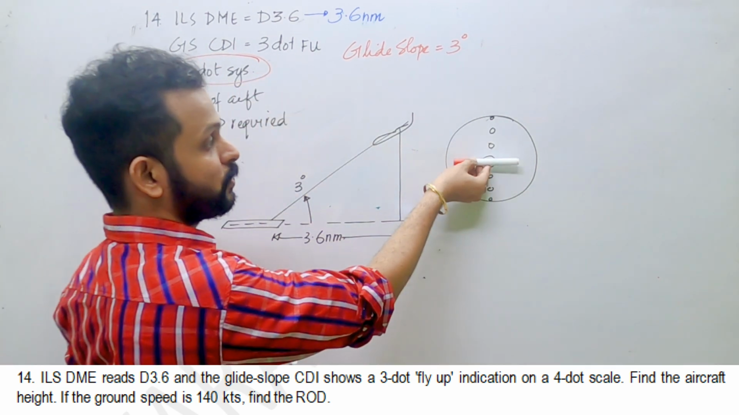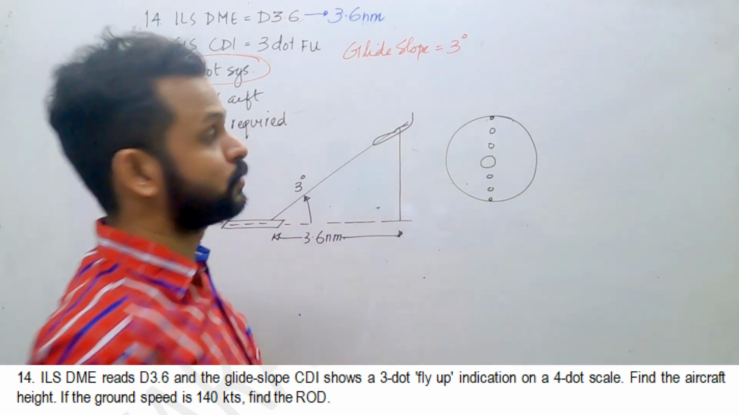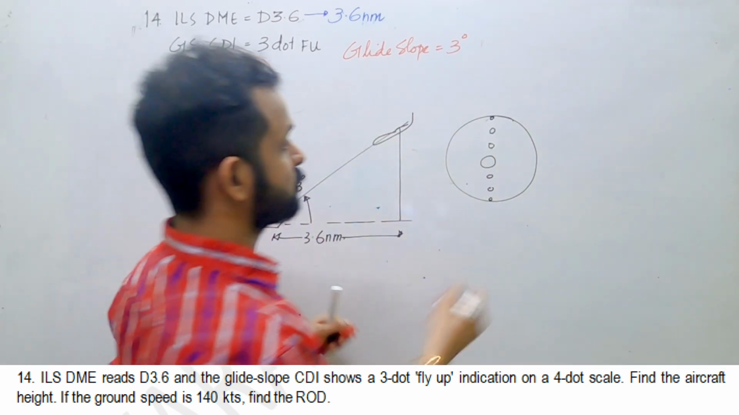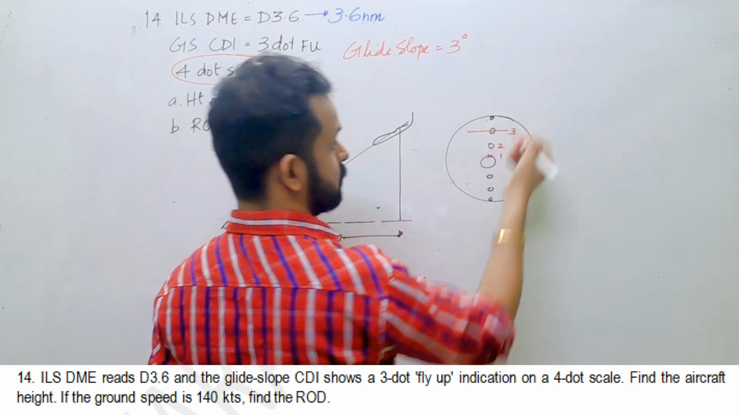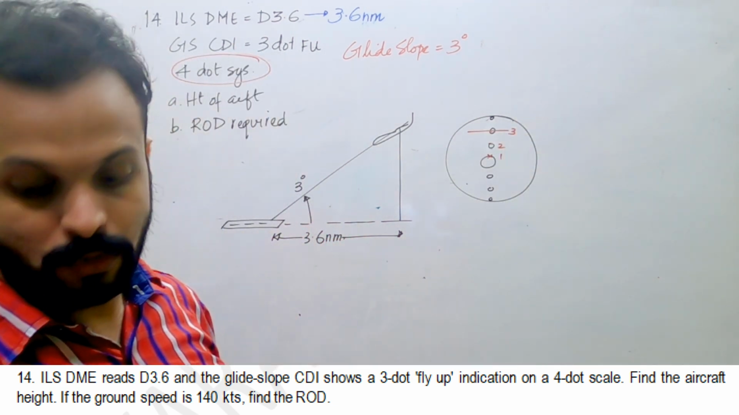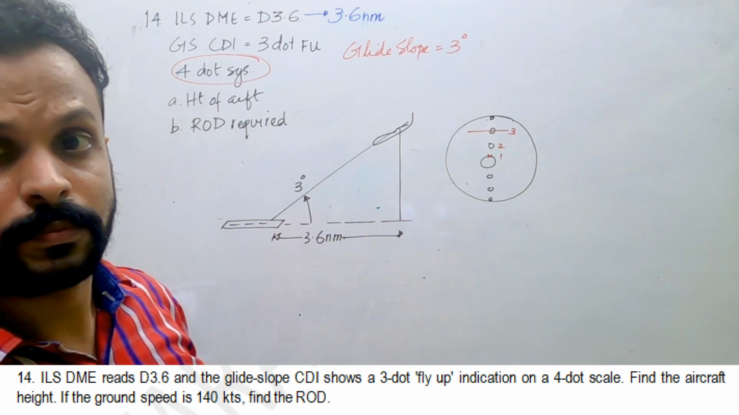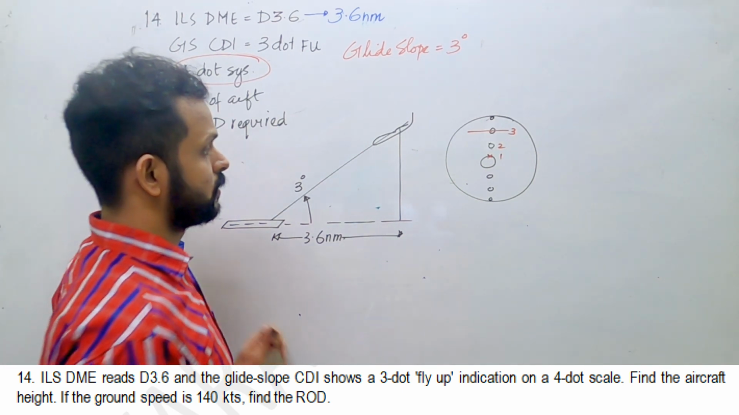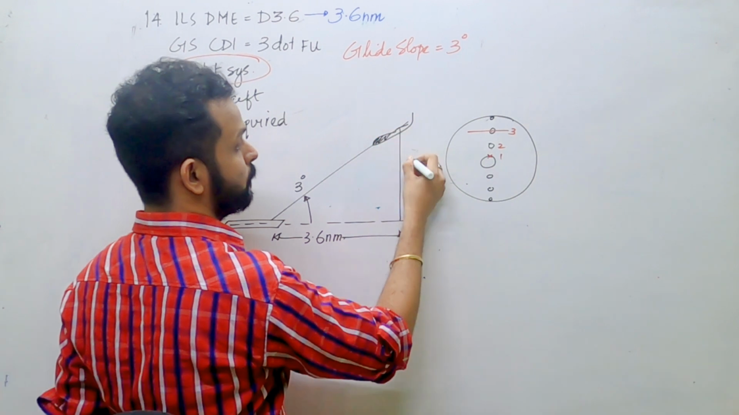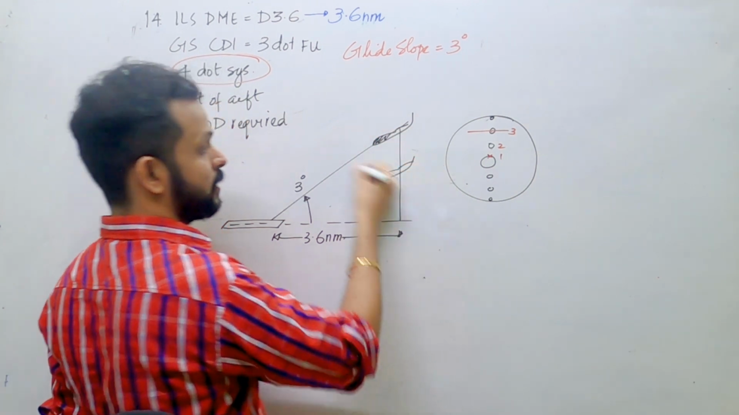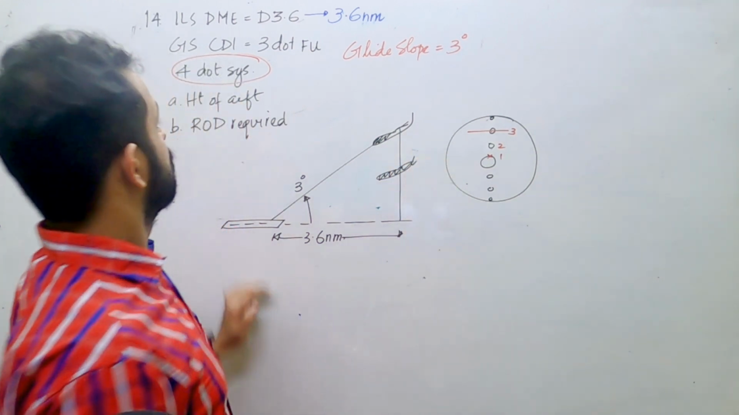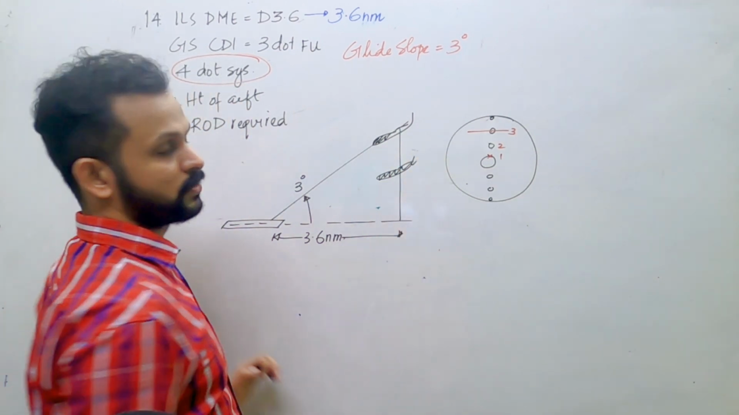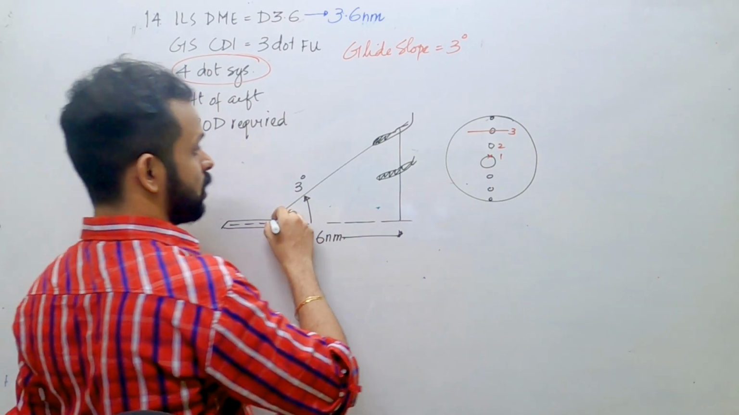Fly up means your CDI needle is going to be above the mean position by 3 dots. This is the first dot, second dot, this is the third dot. This is how it would look like, a fly up indication. So where are you on the glide slope? Below. You're below the glide slope, thereby requiring you to fly up. You are asked now to find out the height of the aircraft. That's a very simple question.